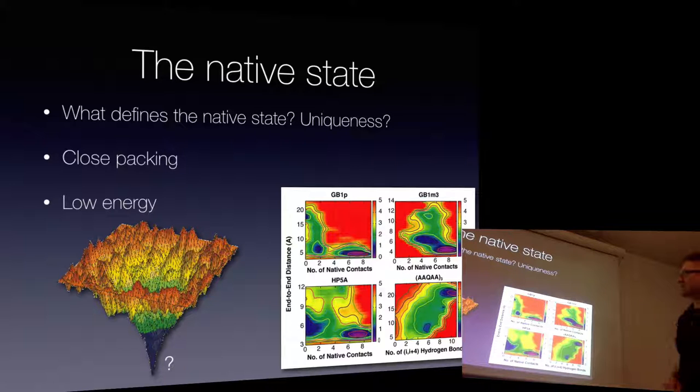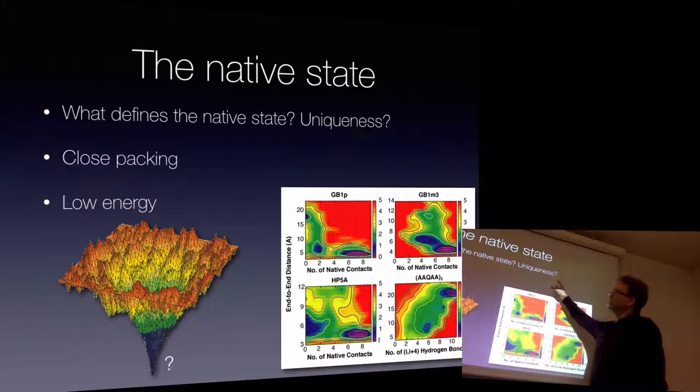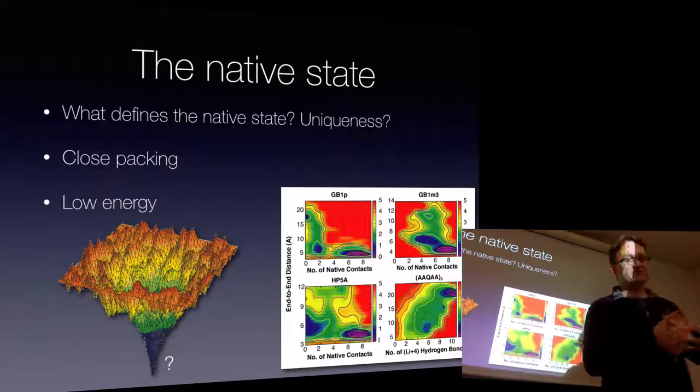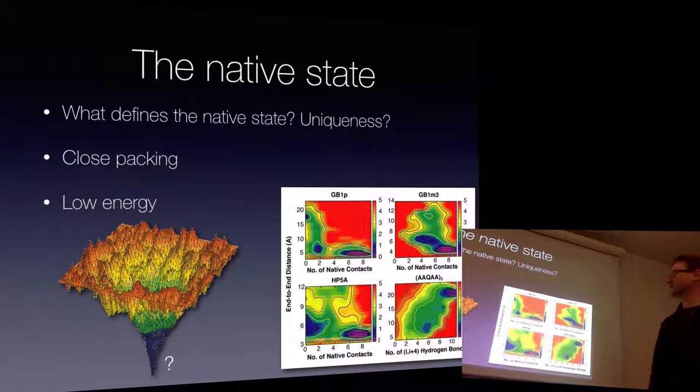So I'll come back to that thought. We talked a little bit about the denatured state. If you compare this with the native state, the two things that define the native state are that we have this really close packing and we typically have a very low energy. These are related because this packing is what gives us all the interactions, both electrostatics and van der Waals interactions.